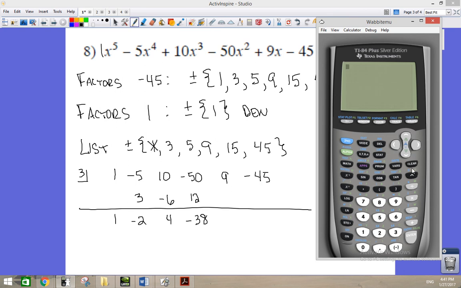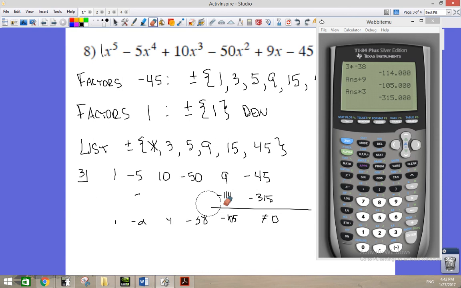I don't want to make a mistake. I've been here for a while today, and even if I'm not tired, I make mistakes, so I don't think this is going to work. What do you think? Because when I multiply that by 3, I needed this to be a positive 45, so this is definitely not 0. So let's try negative 3.